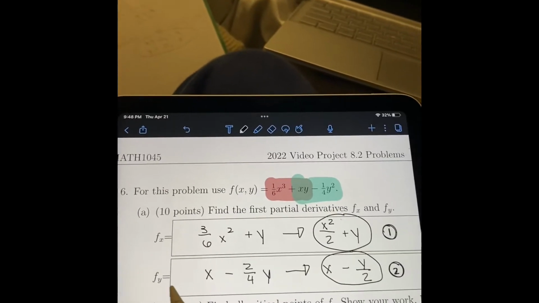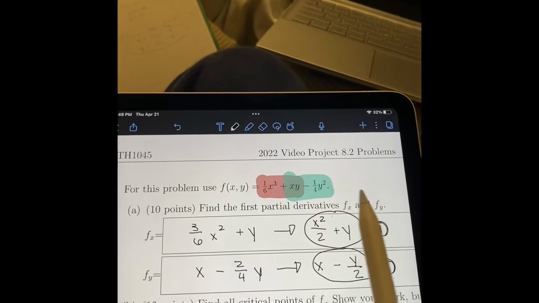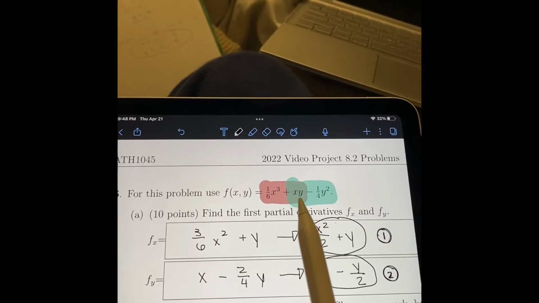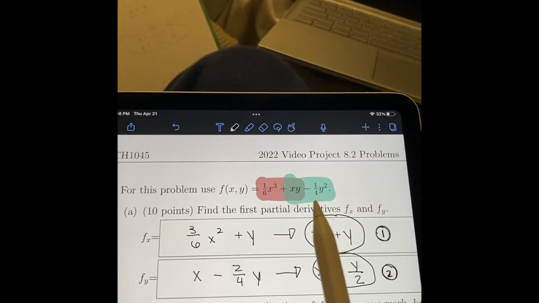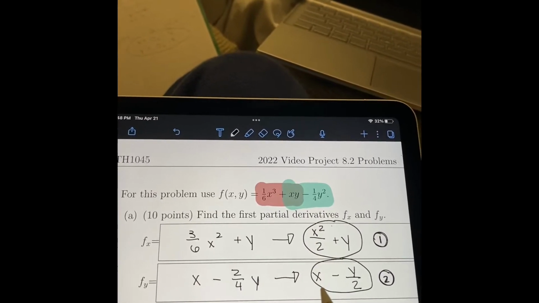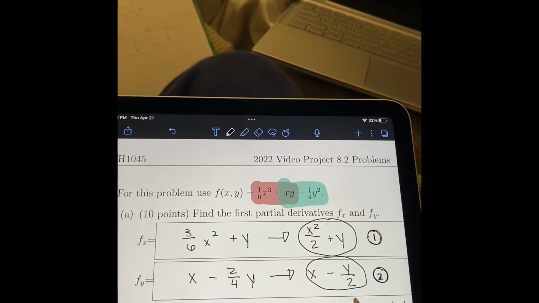Next, for the partial derivative in terms of y, we're only looking at the last two parts. We leave the x alone, and the derivative of y is 1, and then again the power rule, 2 fourths y, which simplifies to be x minus y over 2.